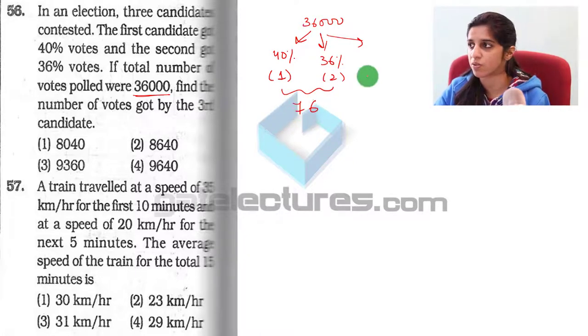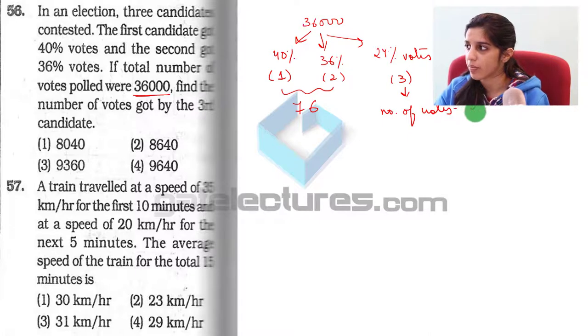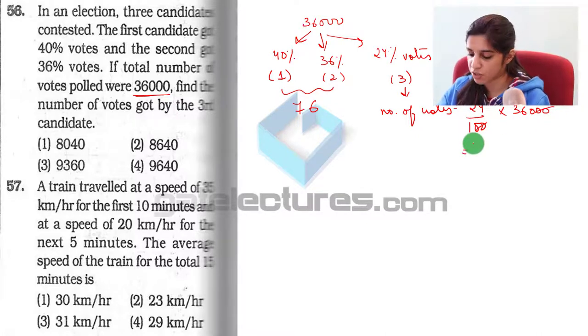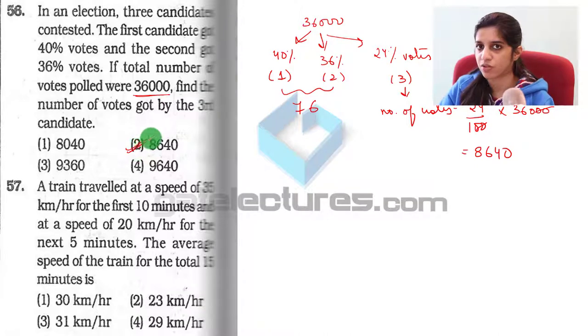Totally they constitute 76% votes, which means 24% votes were cast for the third candidate, 24% of 36,000. So the number of votes for this one is 24% of 36,000. If you just do this multiplication, you're going to get 8640, which is option 2. So the correct answer is going to be the second option.